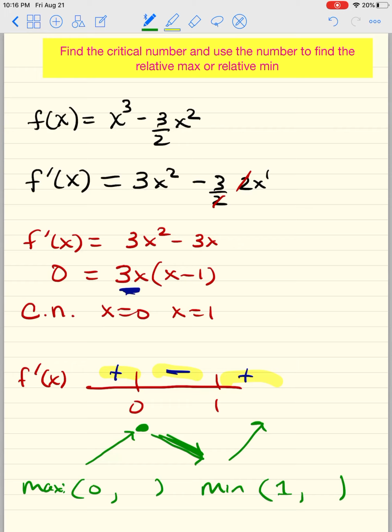How do you find that something? Well, you have to plug it back into the original. So plug 0 back, you get 0. Plug 1 back, you get 1 minus 1.5, which is -1/2. You guys can pause the video, no calculators. So that's how we find the max and the min.